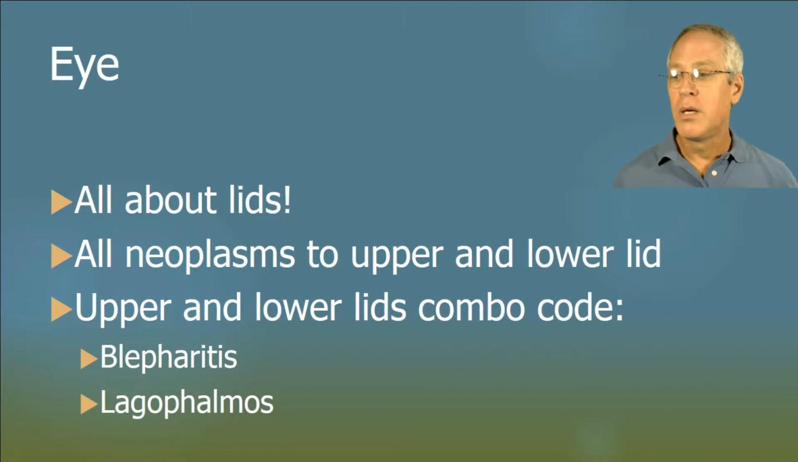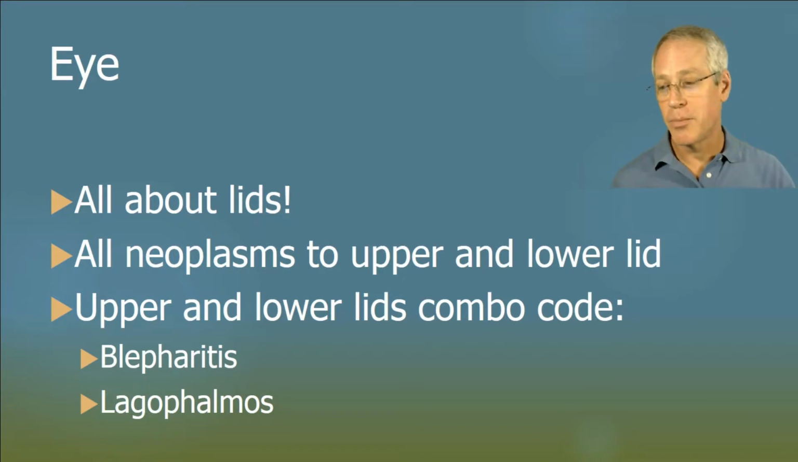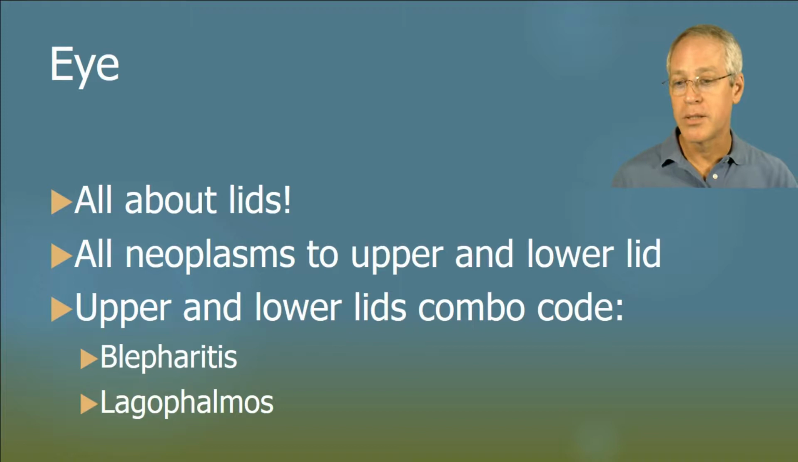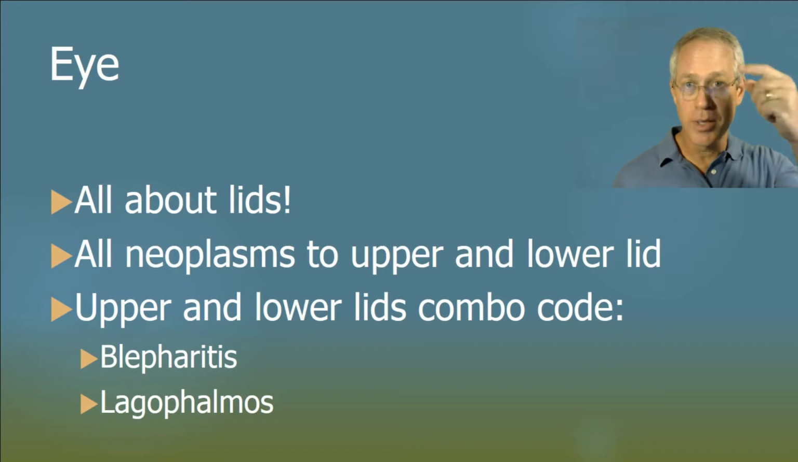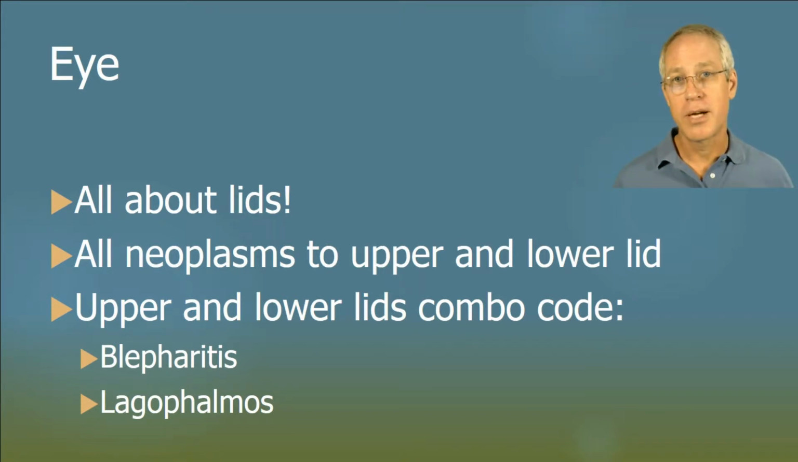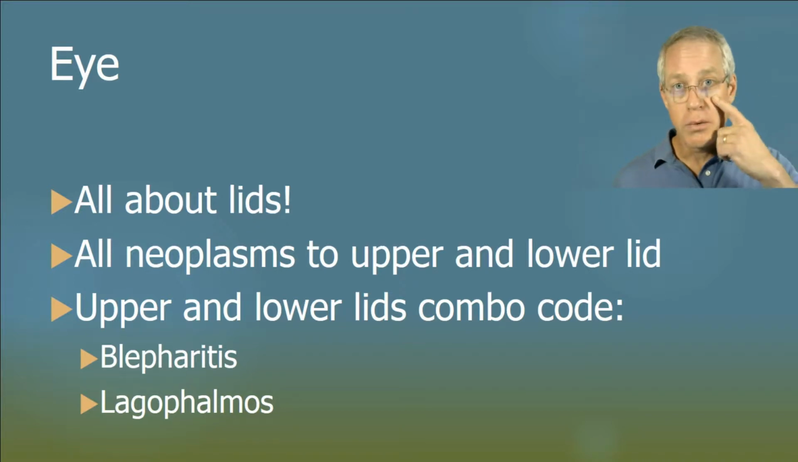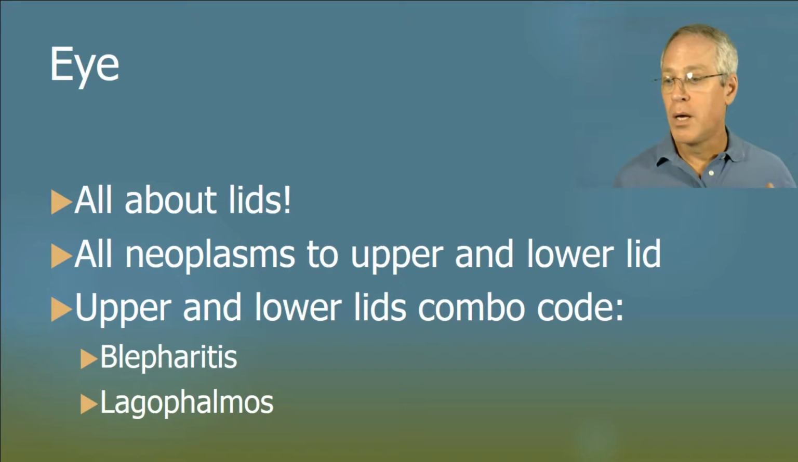Okay, now lots of changes, and honestly, all of them intuitive, to do with eyelids. So here's where I've rolled the neoplasm of the upper and lower eyelids forwards. That's why I skipped the neoplasm chapter before, just to put it here with the eyes. There are combination codes for conditions which tend to affect the upper and lower lids together. Blepharitis and lagophthalmos are examples of those. So rather than having to use an upper lid code and a lower lid code, now there's a combo code for both.